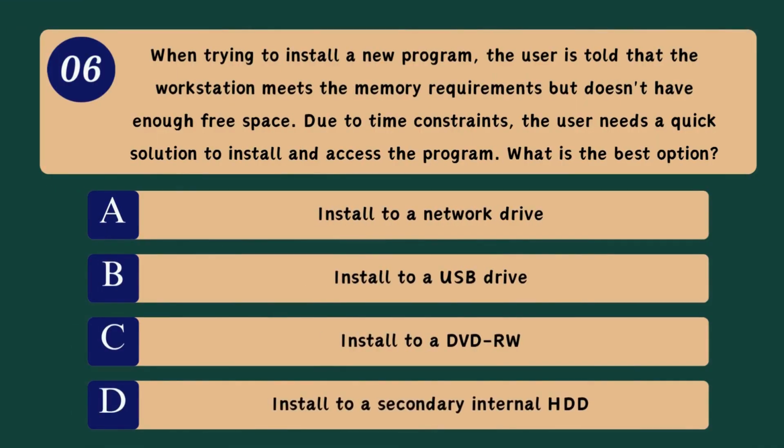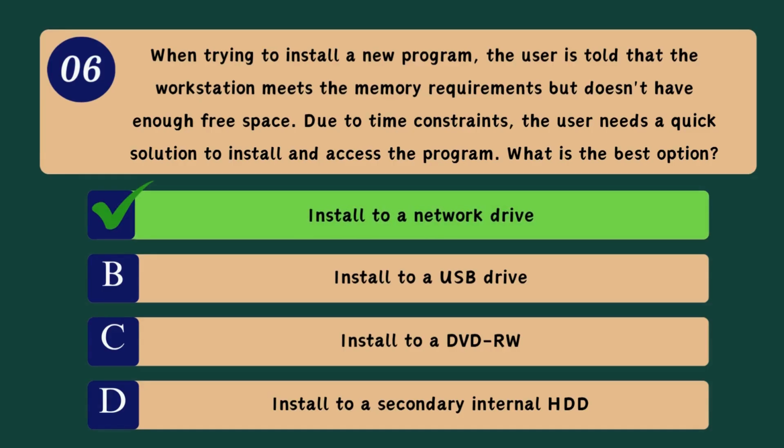Question 6. When trying to install a new program, the user is told that the workstation meets the memory requirements but doesn't have enough free space. Due to time constraints, the user needs a quick solution to install and access the program. What is the best option? A. Install to a network drive. B. Install to a USB drive. C. Install to a DVD-RW. D. Install to a secondary internal HDD.